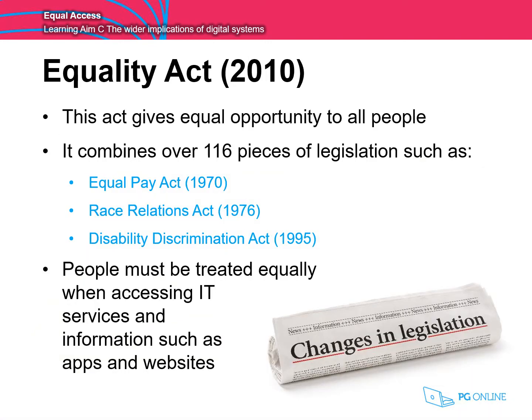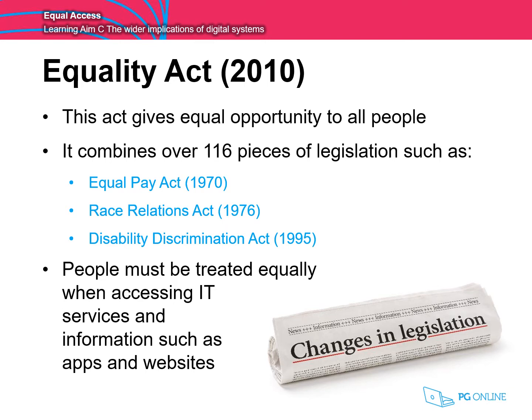To ensure there is equal access online, new laws have been put into place. These all fall underneath the Equality Act of 2010. Underneath the Equality Act of 2010, there are many different laws. Some of them you may be familiar with. The first example is the Equal Pay Act. This ensures that it doesn't matter who's doing the job, that they receive a fair amount of pay, whether that's a male or a female or people of different race.